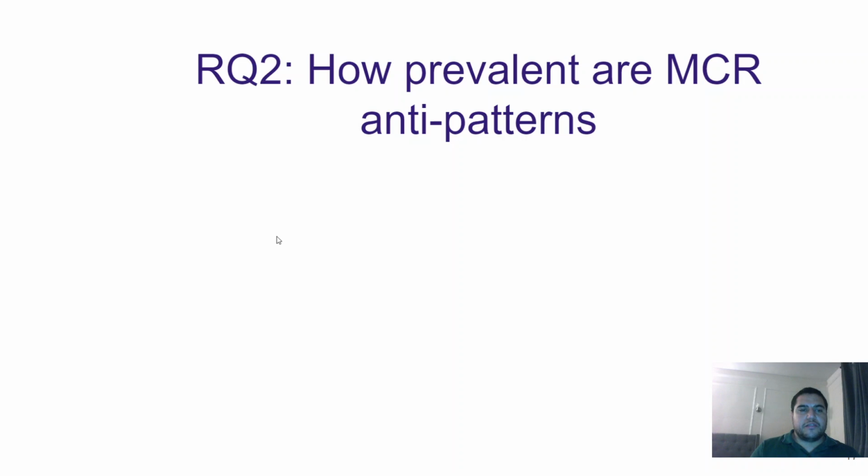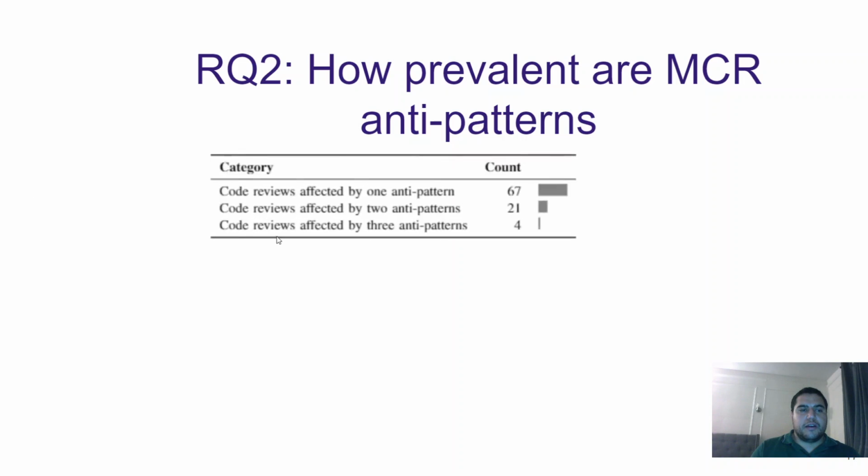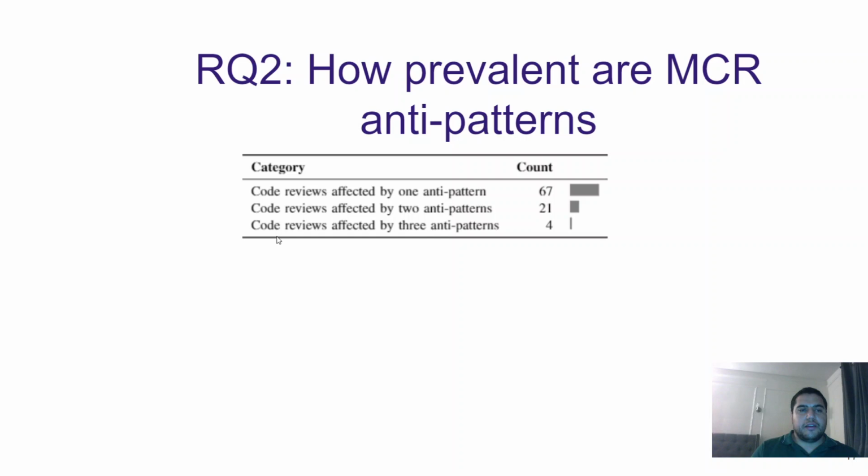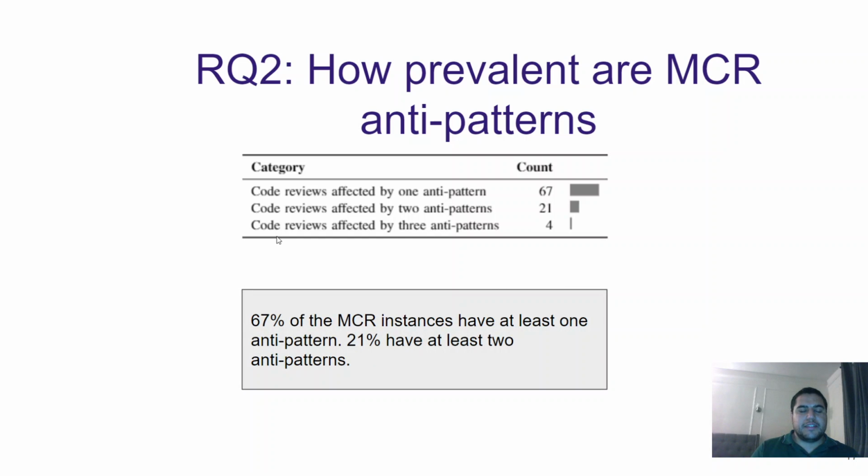Regarding the prevalence of these anti-patterns, we summarize the results in the following table, and we found that 67% of the MCR instances have at least 1 anti-pattern, while 21% of them have at least 2 anti-patterns, which shows that anti-patterns really exist in our projects.